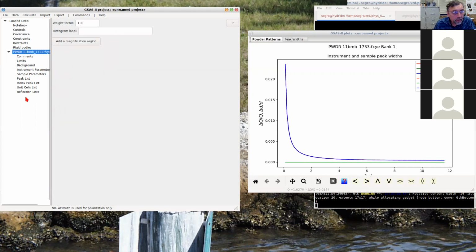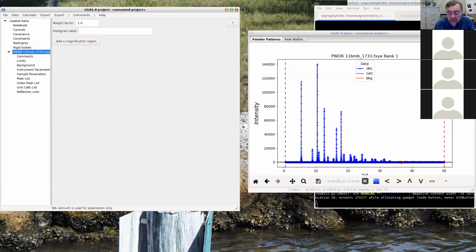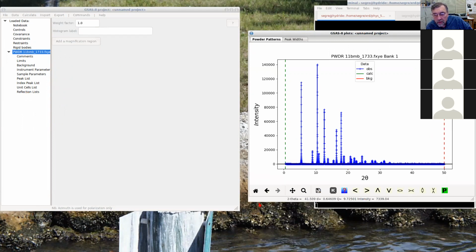So if we now go back to here, we will see a plot of the data. And you can see that the data is out to 50 degrees, but this is 50 degrees with a wavelength of 0.45, so it's a high energy. And the d-spacing, therefore, can be fairly small out here. And you can move around and look at what the data says. So if I go to the top of this peak, I see that 2 theta is 17.885, the d-spacing is 1.47, and the intensity is 72,000 roughly. So this is the data set we're going to work with.